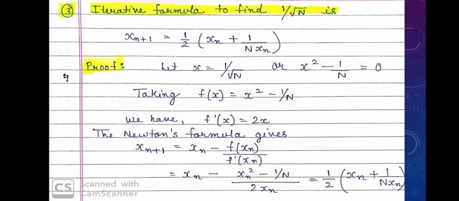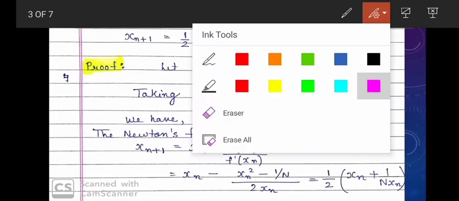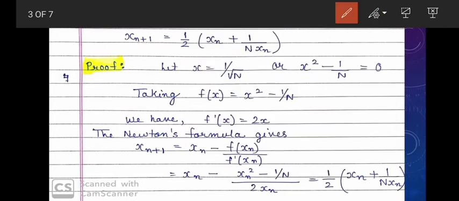So our third iterative formula is to find 1 by root N. According to the formula we have studied, x(n+1) is this. If 1 by root N is there, you have to use this formula. This is the direct formula. You don't have to do anything; you directly use this formula.